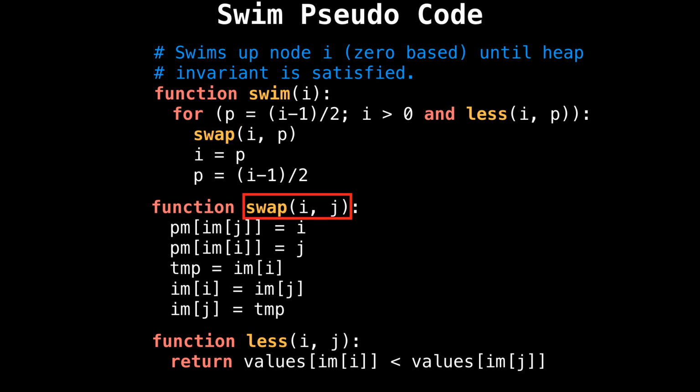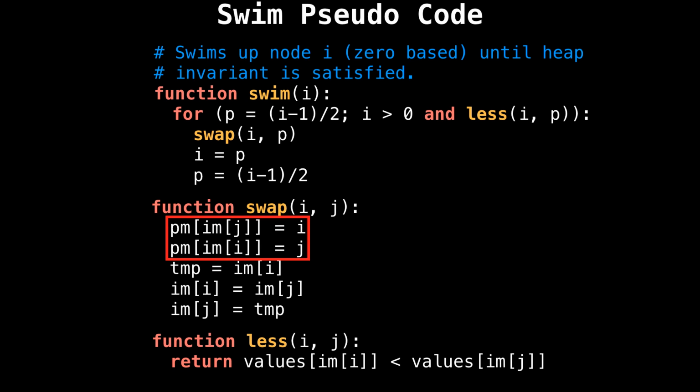I also want to talk about swapping and how that actually occurs, because it's slightly different than a traditional priority queue. In this swap method, we're not actually moving around the values in the array. We're only swapping around the index values. Remember that the values array is indexed by the key index, not the node index. So effectively, the values array can remain constant while we update the inverse map and the position map.